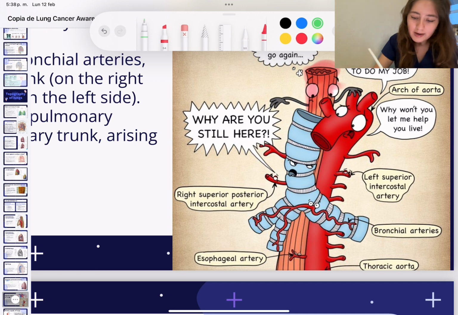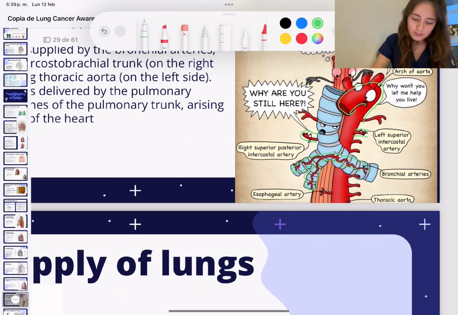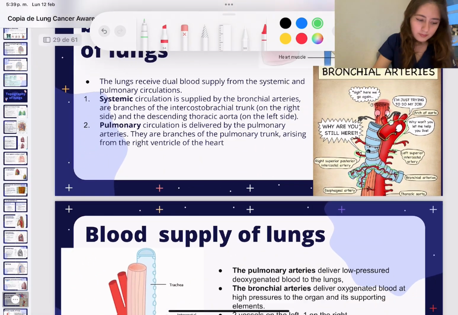We have the arch of the aorta, from where the left superior intercostal artery goes out, and also the bronchial arteries. One for the left and two for the right. This is the right superior posterior intercostal artery and the left superior intercostal artery.